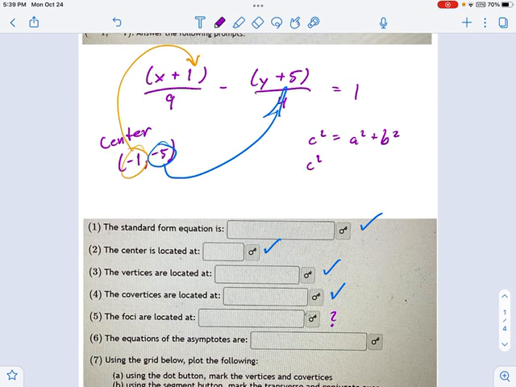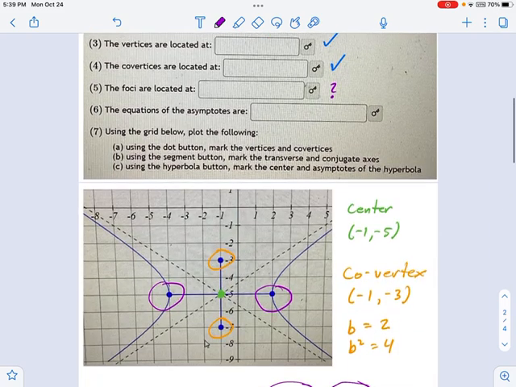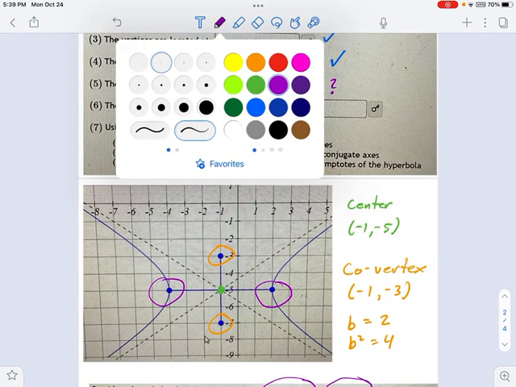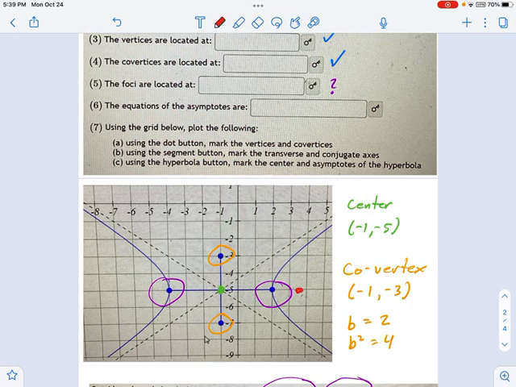So what do we get? We get c squared equals, well, a squared is 9, b squared is 4, so that's going to be 13, and then that means c equals the square root of 13. So we're going square root of 13 away from the center. Now, this is a horizontally oriented hyperbola, so I'm going some distance over here.